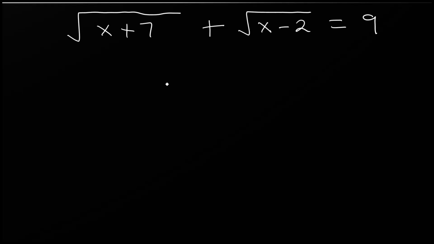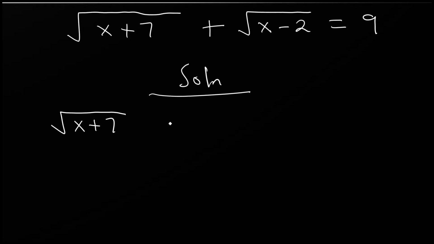Welcome to another video. Now we are given this radical equation to solve. Okay, so let's see how we can solve for x here. So we are given the square root of x plus 7 plus the square root of x minus 2 equals 9.